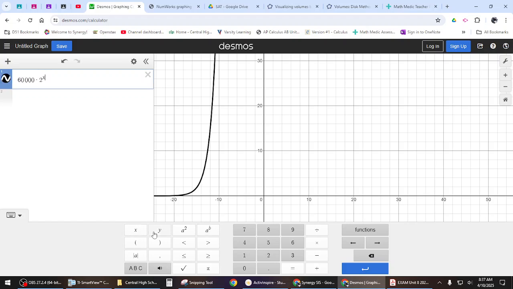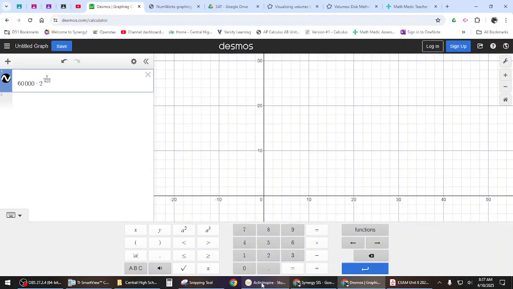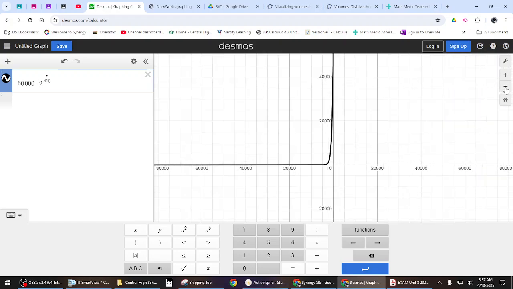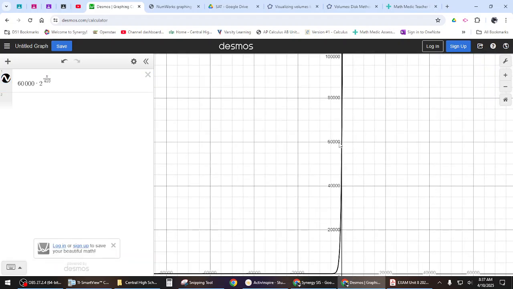Do you have to put T? Oh, I just put x. Yeah. Okay. All right, and of course when we first look at this, it's not going to show up. Why not? Because it's really high. I mean, its y-intercept is 60,000, right? So, alright, so there's the y-intercept.